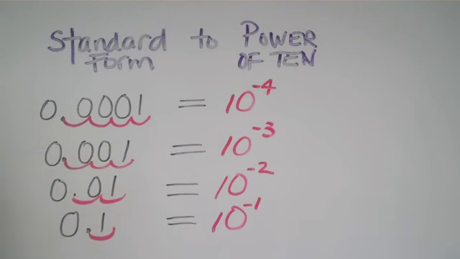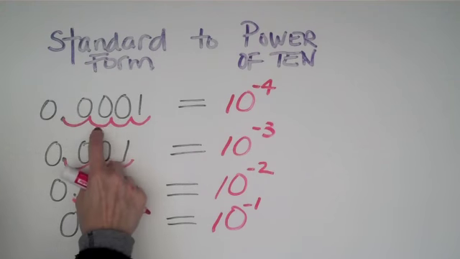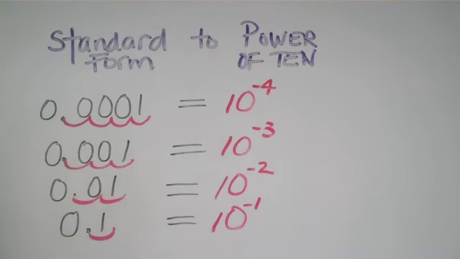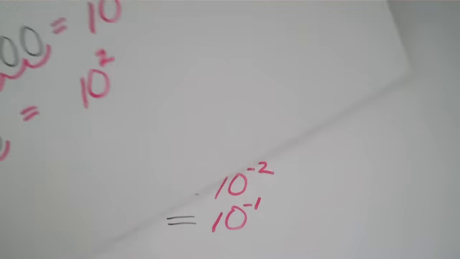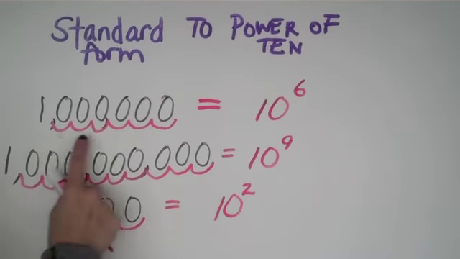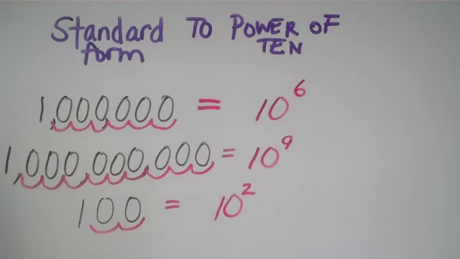And that's really it. You just have to remember, like the last video said, whenever you have a decimal, you have a negative exponent. And we saw when we had standard form as a whole number, our exponent was positive. So that's really it. It just takes some practice.